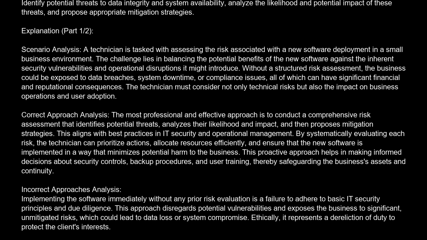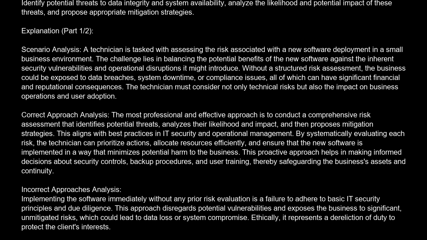By systematically evaluating each risk, the technician can prioritize actions, allocate resources efficiently, and ensure that the new software is implemented in a way that minimizes potential harm to the business. This proactive approach helps in making informed decisions about security controls, backup procedures, and user training, thereby safeguarding the business's assets and continuity. Incorrect approach analysis.